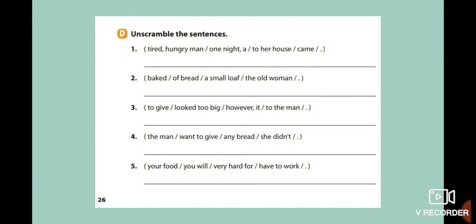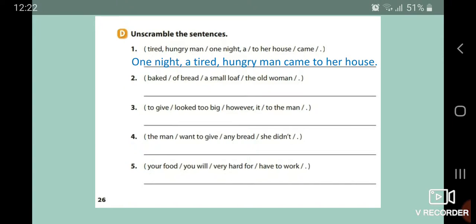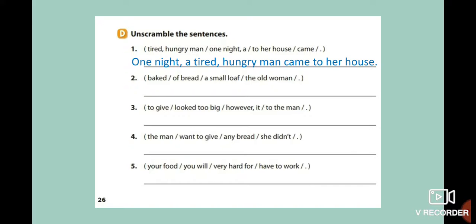We have different words, for example, tired, hungry man, one night, to her house, and came, and at the end a period. So the correct order is: One night, a tired, hungry man came to her house. This one is the correct order. Then we have number 2. Bake of bread, a small loaf, the old woman. In this case, the old woman bakes a small loaf of bread. This is the correct order of sentence number 2.